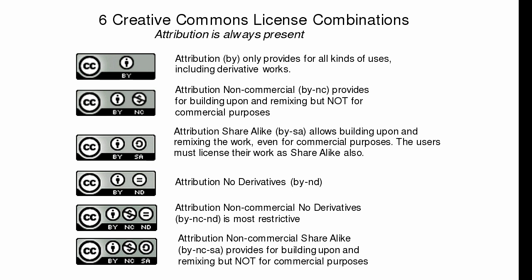Attribution, no derivatives. That means it can be shared. You want people to give you credit, but you don't want them to remix it or edit it in any way. Attribution, non-commercial, no derivatives. That's the most restrictive. So you want people to use it, give you credit, but they can't remix or make money. And then finally, the last core combination is building upon and remixing, but not for commercial purposes, and you want the same license to be applied each time it's remixed. So those are combinations you'll see a lot.